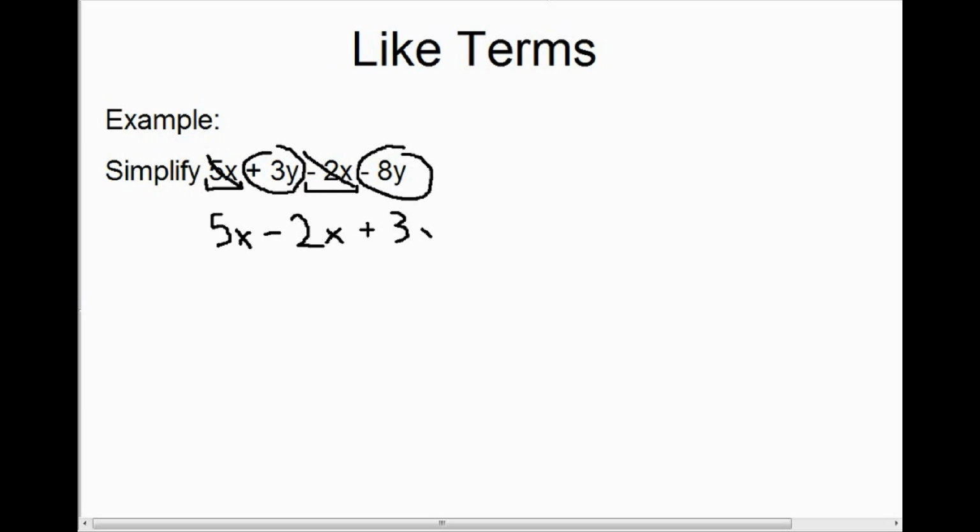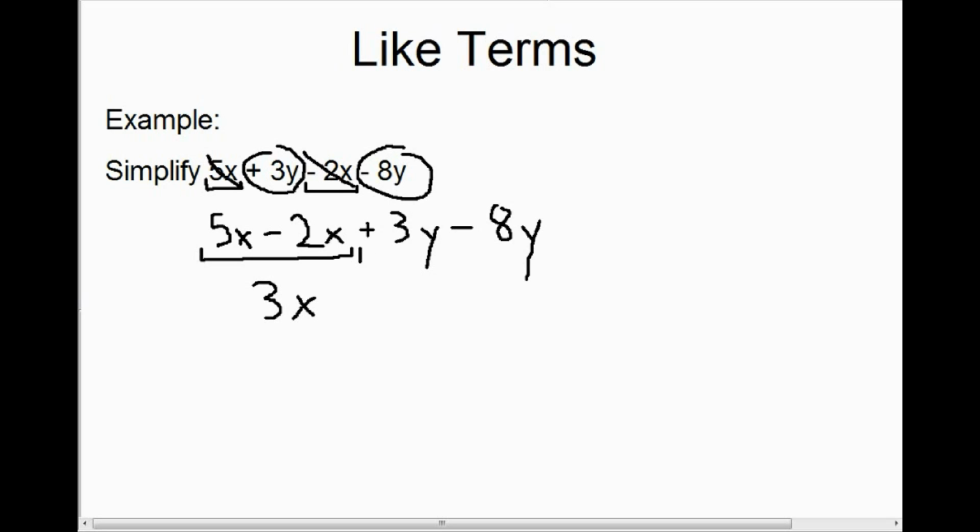You'll notice that the operation is staying the same. So because we had plus 3y, I have to keep it as plus 3y. Because we had minus 8y, I have to keep it as minus 8y. So here we've got a couple of pairs of like terms, so we can simplify 5x minus 2x. We subtract the coefficients, we get 3. The variable stays exactly the same.